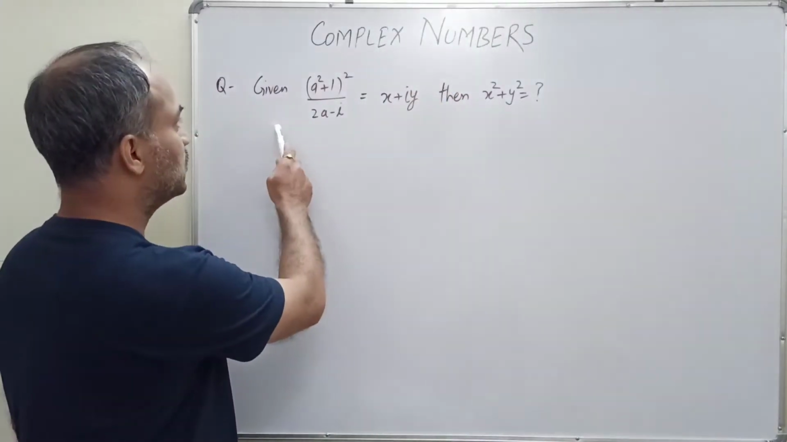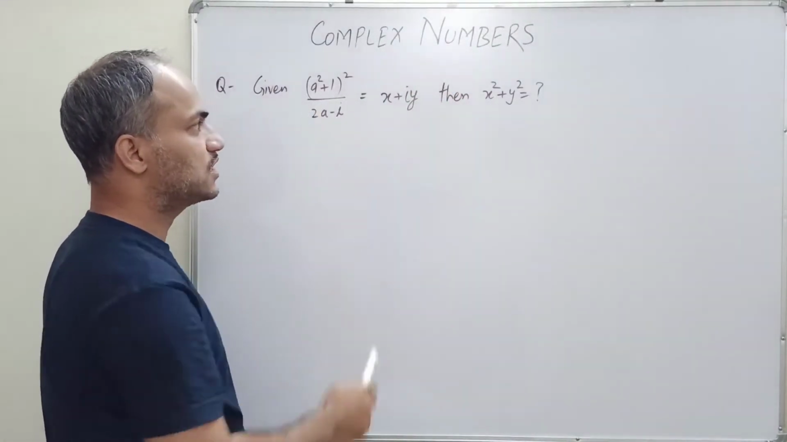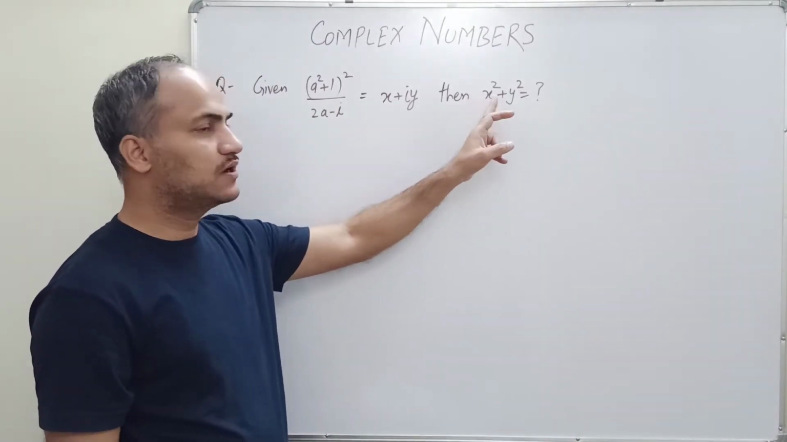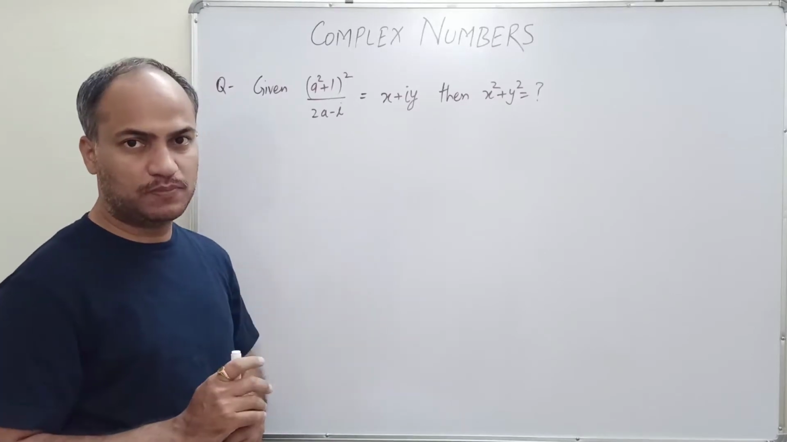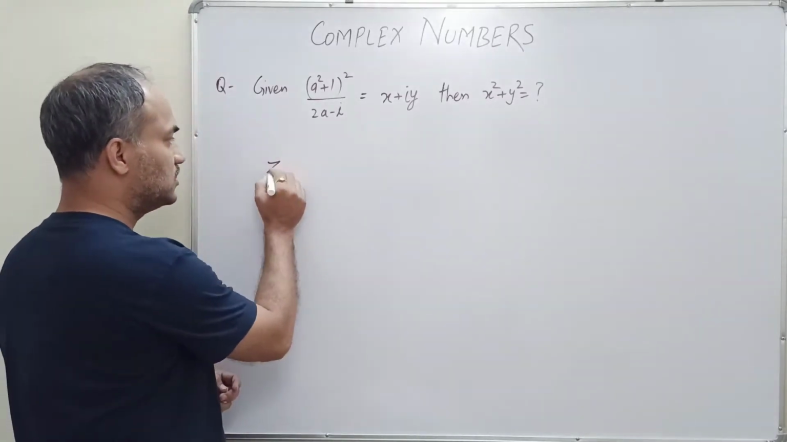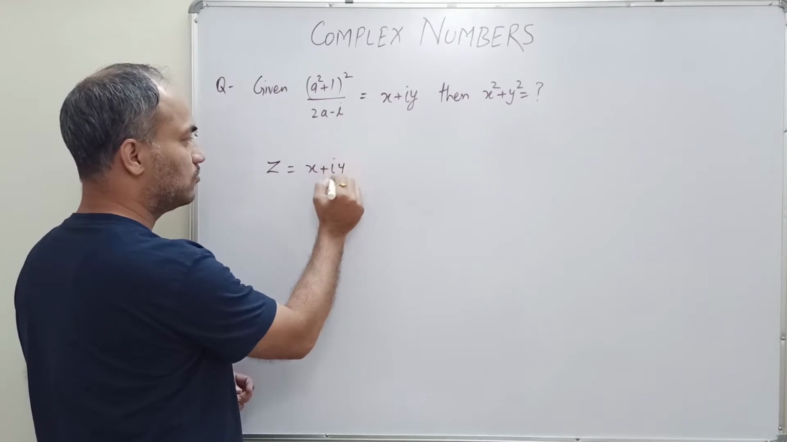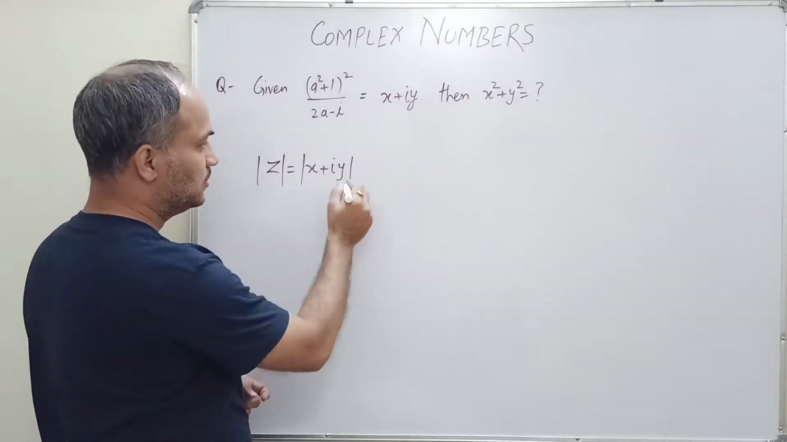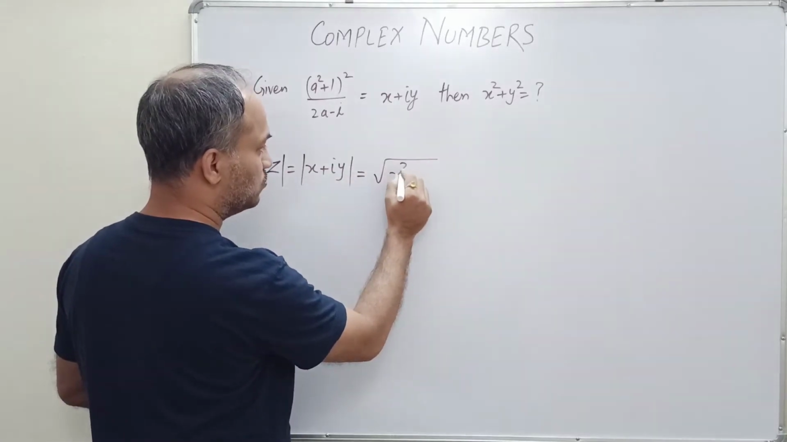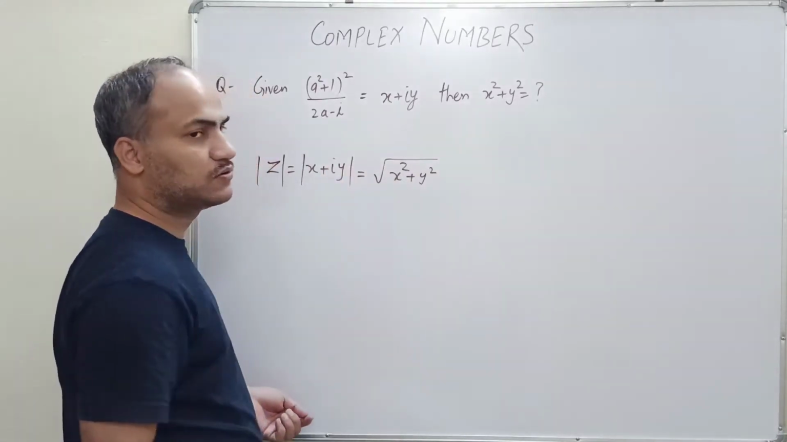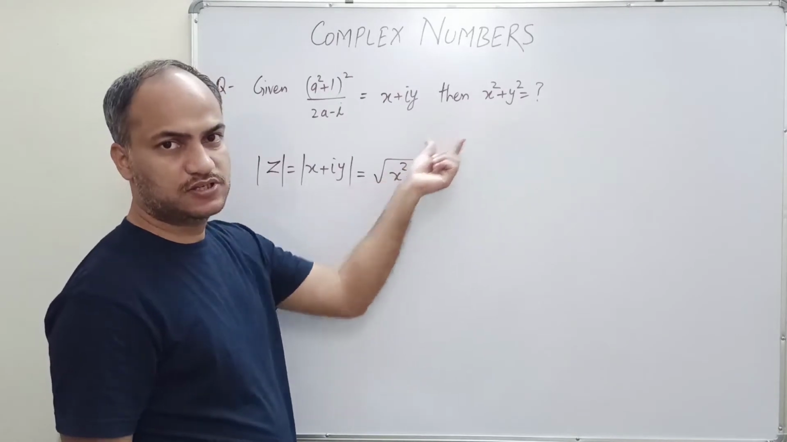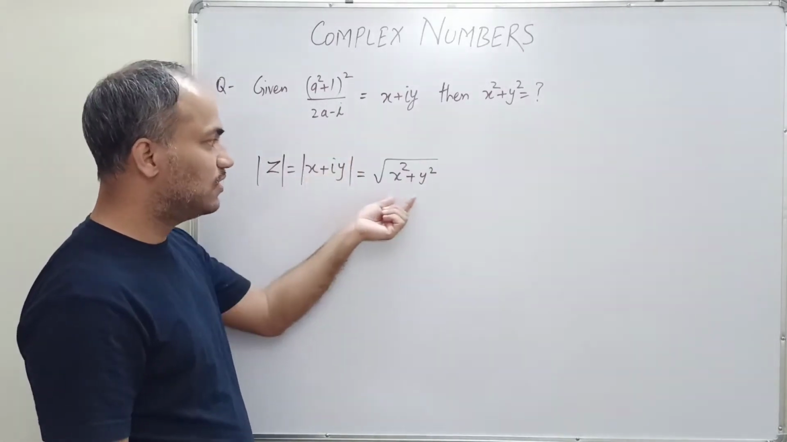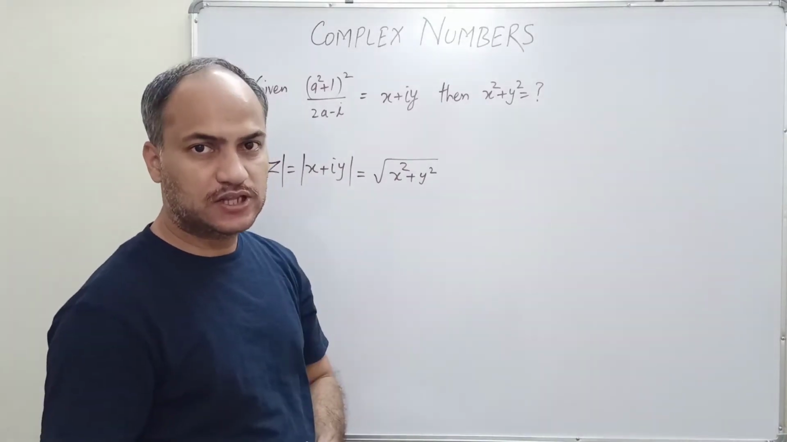In this question, we are given that this expression is equal to x plus iy. It is a complex number, and then we have to find x square plus y square. When we take the modulus of any complex number, suppose z is equal to x plus iy, it gives us square root of x square plus y square, and we require a similar expression. So if we take the modulus of this expression, we can get a similar result and find the required thing.